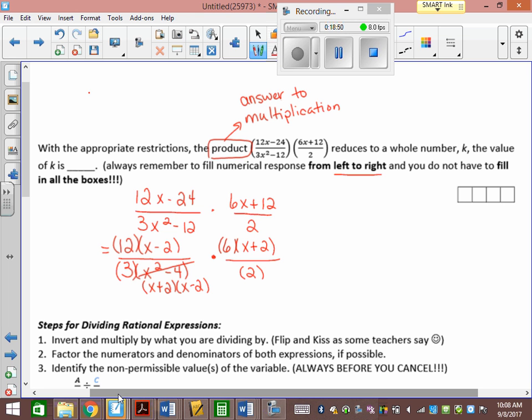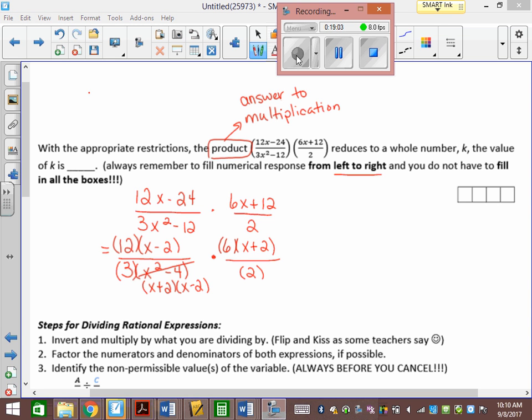Do I have to state NPVs in this numeric response question? No, it says with the appropriate restrictions. So they're saying the appropriate restrictions exist. You don't have to say them. Okay. So x plus 2, x plus 2, x minus 2, x minus 2. 12 and 3, I could take out a 3. Could I go 12 and 2 like this? Yeah. I'm going to go this way.